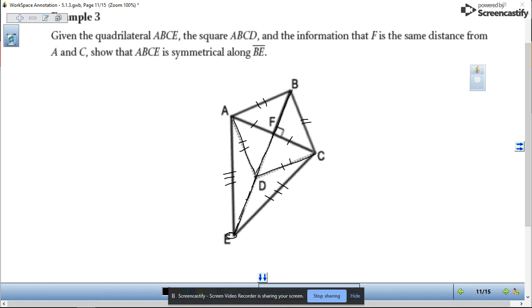okay? So there's a lot of other things we can say though, but basically we want to finally say that triangle AFE is congruent to triangle CFE, right? And therefore, we can say that BE is a line of symmetry.